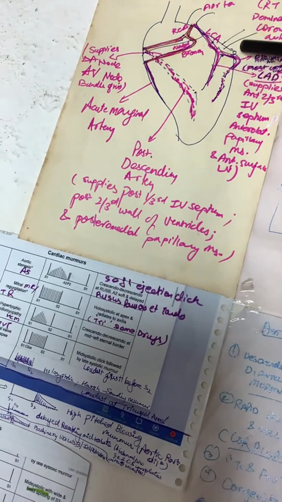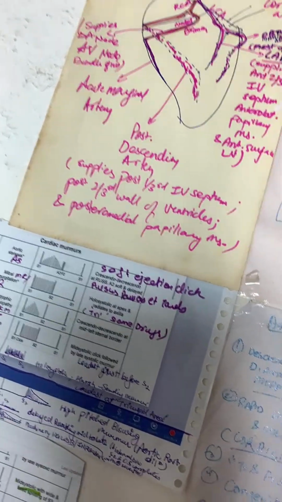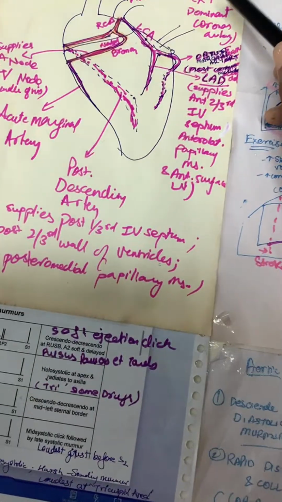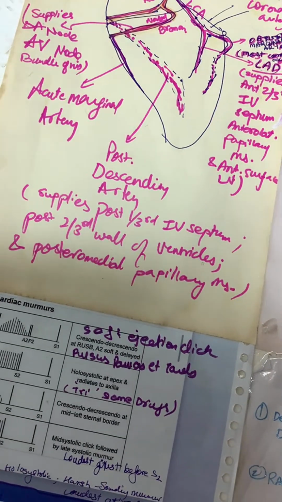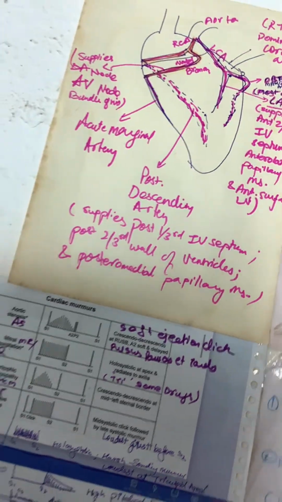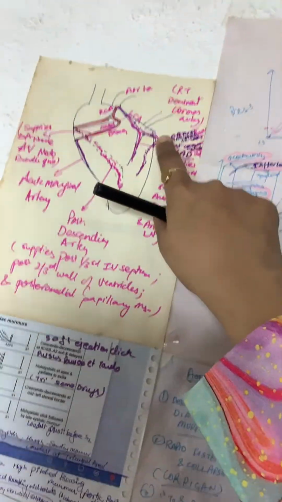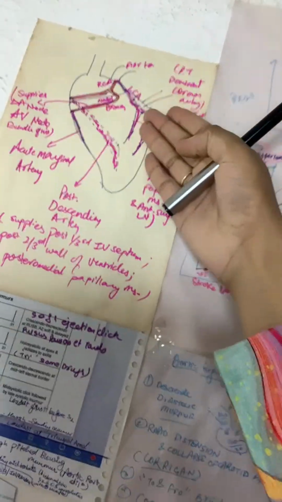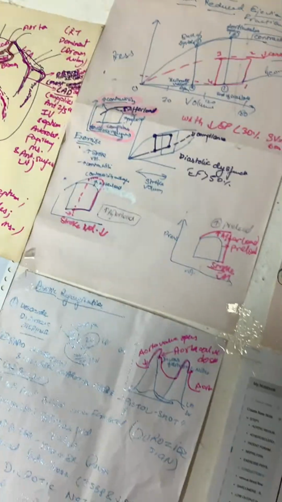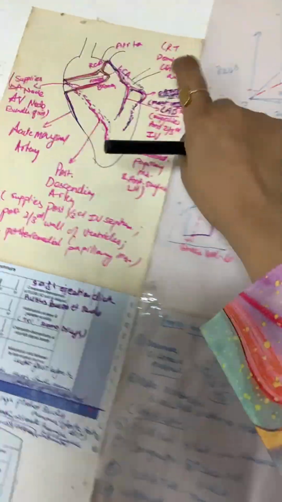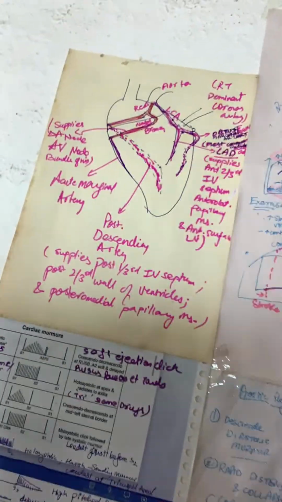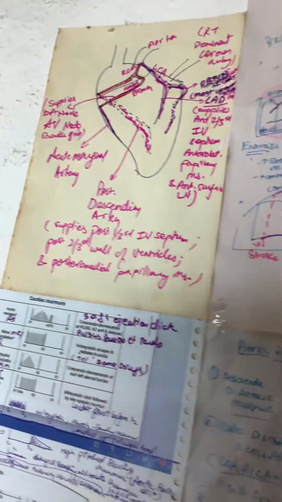Now there is a small branch which is called the obtuse marginal artery, which goes back and supplies the rest of the left ventricle, whichever part is left, which is not that important. So this is all about coronary artery circulation. Now we'll talk about murmurs in our second part.